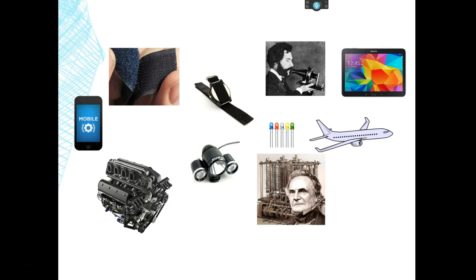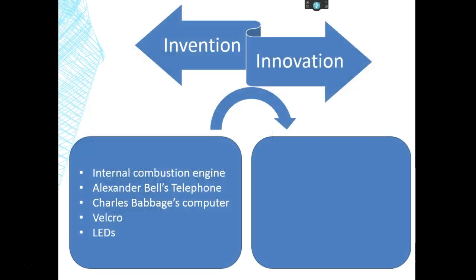Okay, so hopefully you've had a bit of a think about this and you've tried to work out which are the innovations and which are the inventions. So let's have a quick look at the answers. So our inventions were the engine, Alexander Bell's telephone, Charles Babbage's computer, some Velcro and the LEDs.